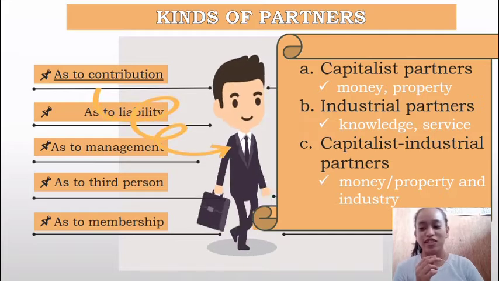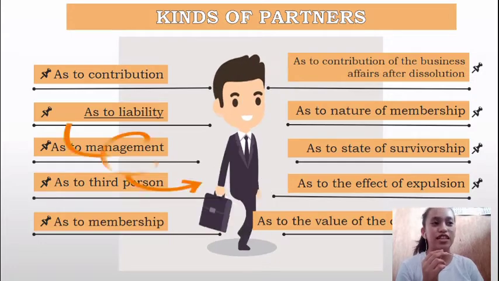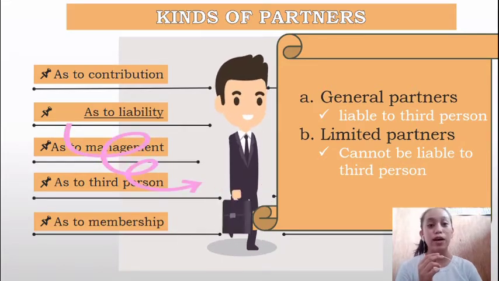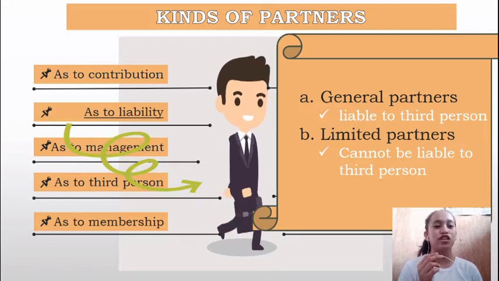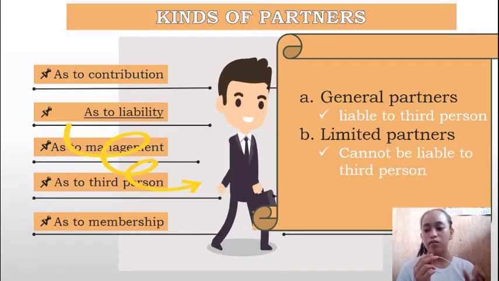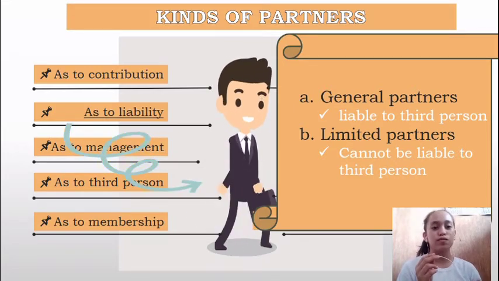The next one is as to liability. As to liability, a partner could be a general partner or a limited partner. General partners are liable to the extent of their separate property after all the assets of the partnership are exhausted, meaning the third person can go to them in order to fulfill the obligation of the partnership. While limited partners are liable only to the extent of their capital contribution, and the third person cannot go to them to fulfill the obligation.